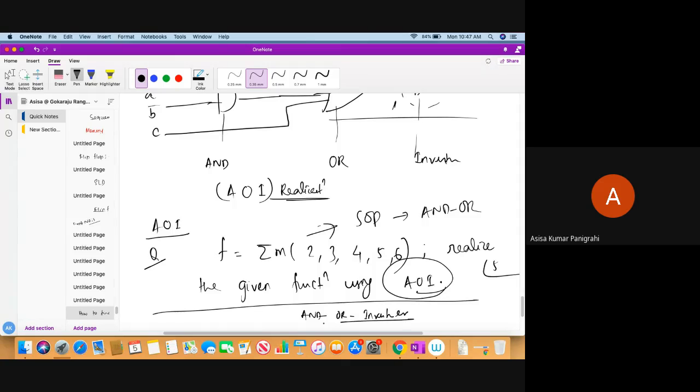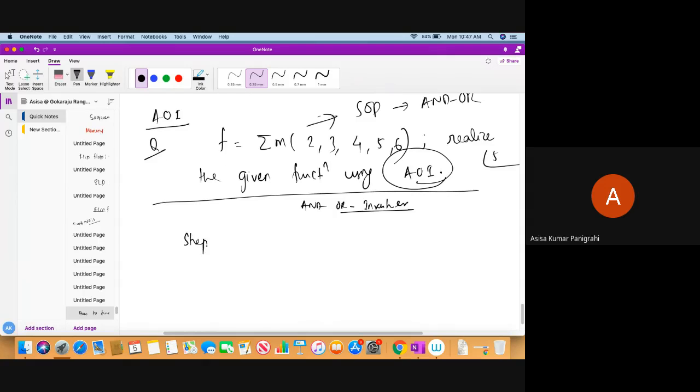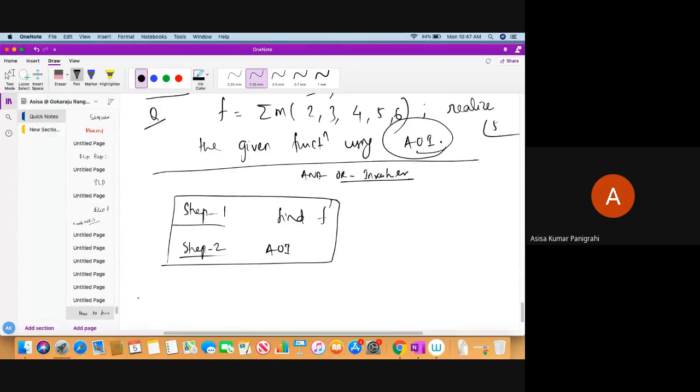Am I correct? In order to realize in AND-OR-inverter, I have to find out my step 1. My step 1 would be here, find f bar of the given function. Next, step 2 is realize with AOI. Very simple. You need to follow these two particular steps. Very important. These are not given in any books, I am telling you, student, but you can expect this type of questions in the exams as well as in the PSUs as well as in the GATE exams. So please try to remember what you need to do.